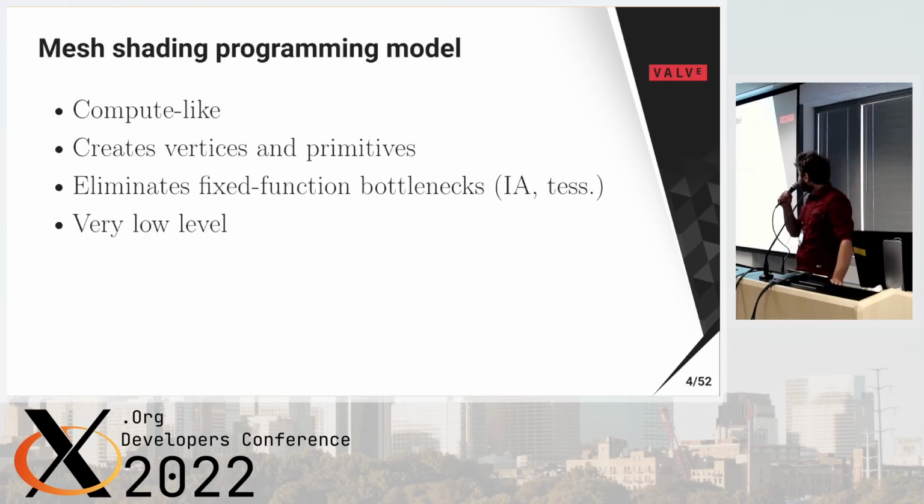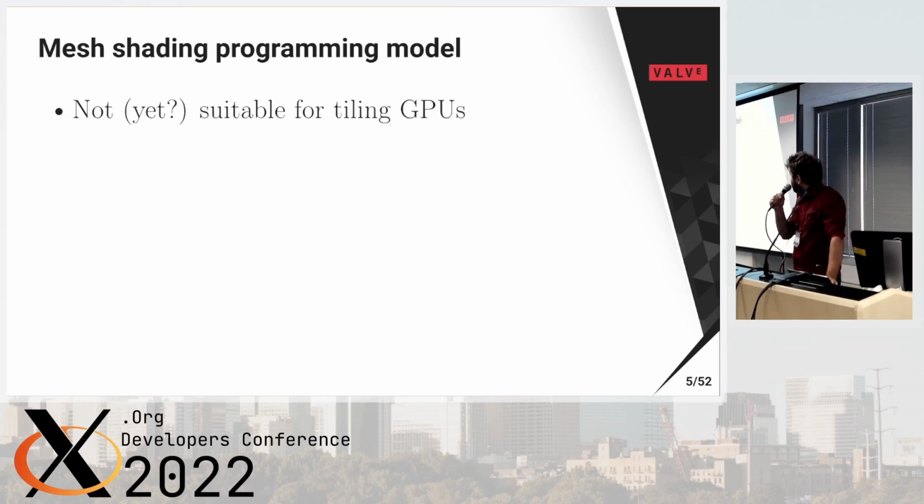And the main thing, as Ricardo already said, mesh shaders are compute-like. Basically, instead of just passing through some input vertices, they can create vertices and primitives. And this eliminates some bottlenecks from fixed function hardware like input assembly and tessellation. Also, the sad thing is that it's not suitable for tiling GPUs, at least the current spec isn't. But as far as I know, Khronos might be working on something.